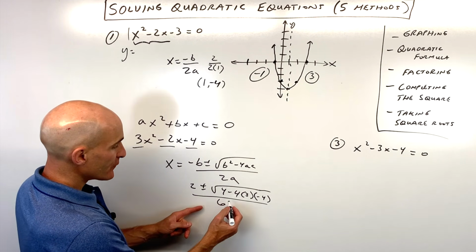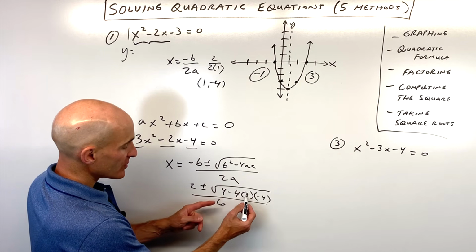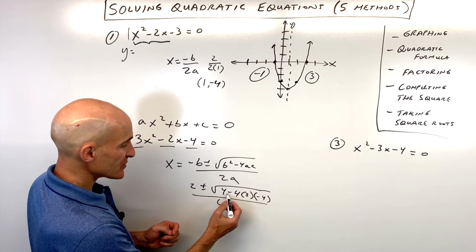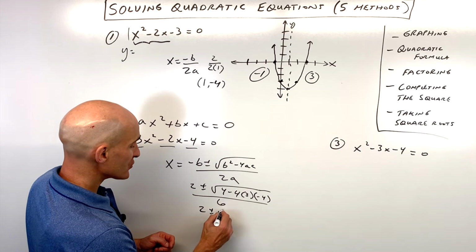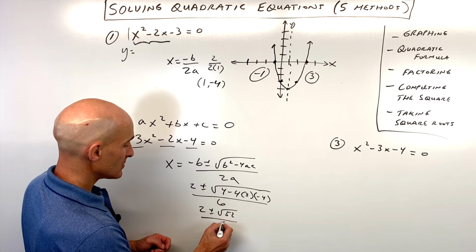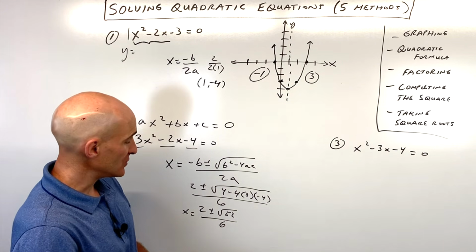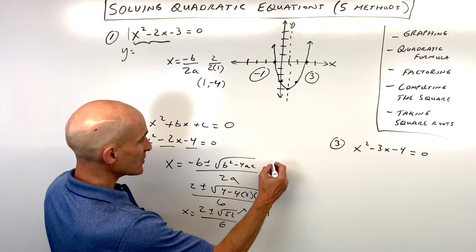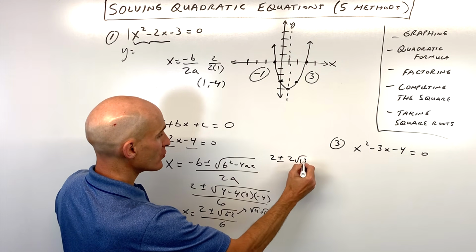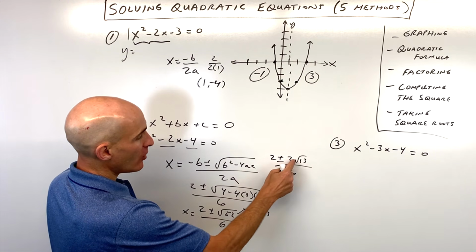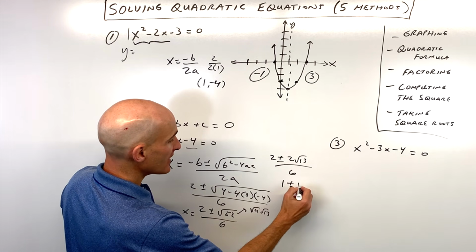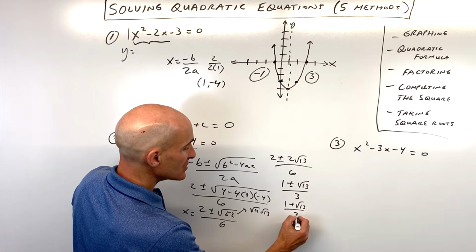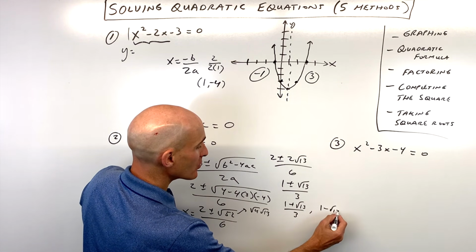So if we simplify this down a little bit further, negative 4 times 3 is negative 12, times negative 4 is 48, plus the 4 is 52. So we have 2 plus or minus the square root of 52, all over 6. What is the square root of 52? Well, 52 is really 4 times 13, and we know the square root of 4 is 2. So we can simplify this down to 2 plus or minus 2 root 13, all over 6, and we can divide all these by 2, so this would be 1 plus or minus the square root of 13, over 3. Or you could write it separately as 1 plus the square root of 13 over 3, and also 1 minus the square root of 13 over 3.